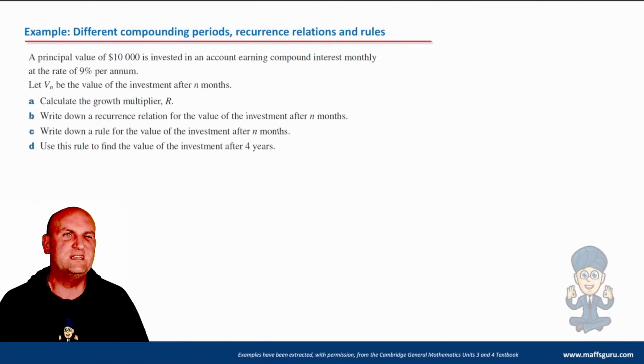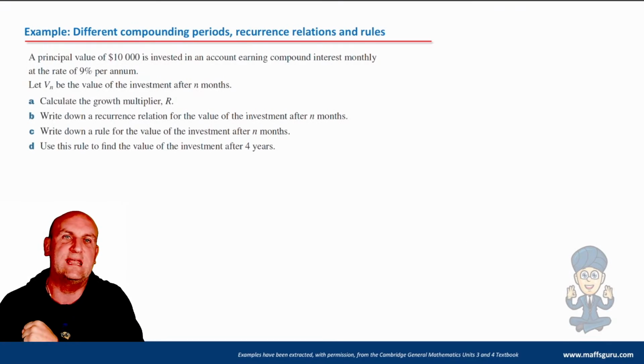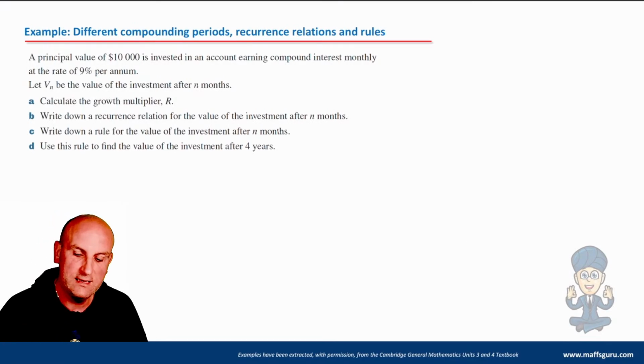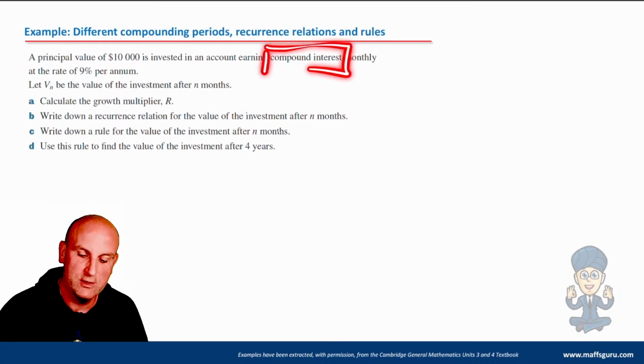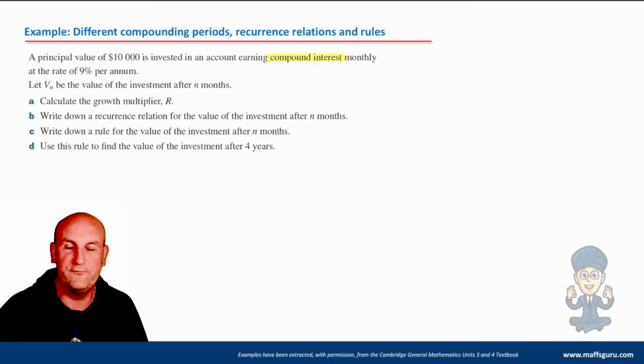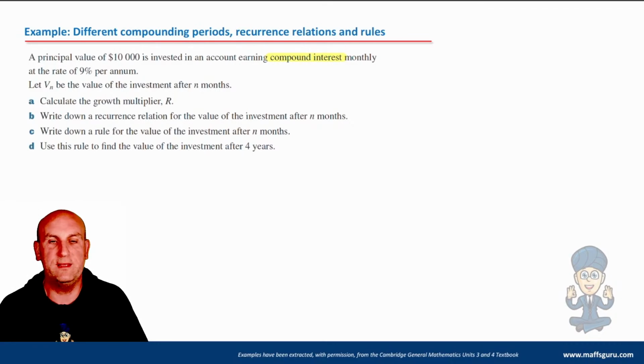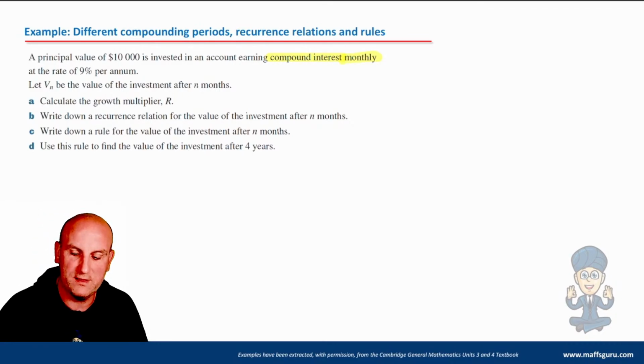So here's some examples. A principal value of $10,000 is invested in an account earning compound interest. Now again, that's the trick in the exam, to know what it is you are doing, which formula to use. It's compounding interest monthly at a rate of 9% per annum.